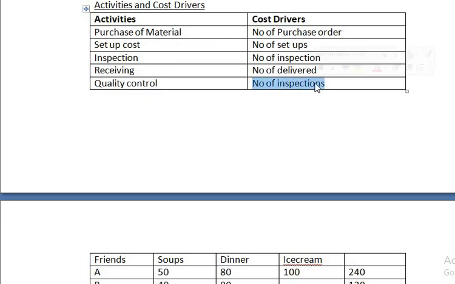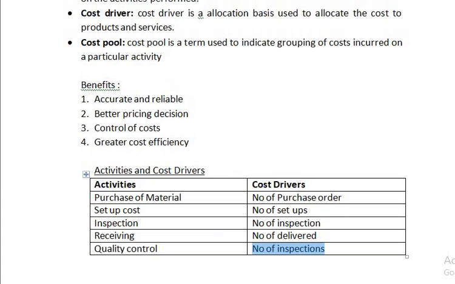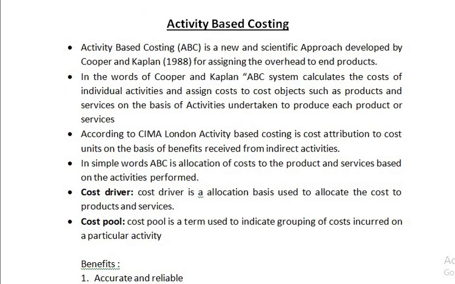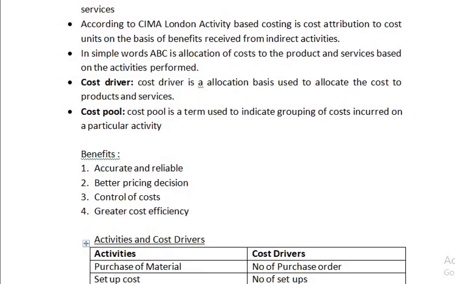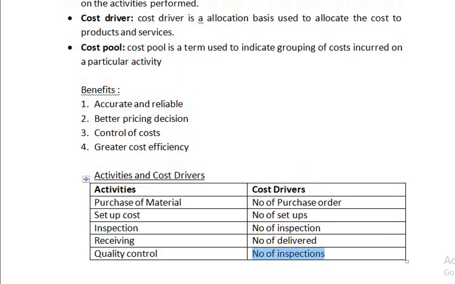So this is about activity based costing. In the next class I will start 6 marks problems in activity based costing. We covered the meaning of activity based costing, benefits, then some major activities and cost drivers.